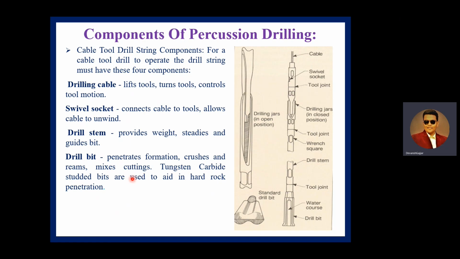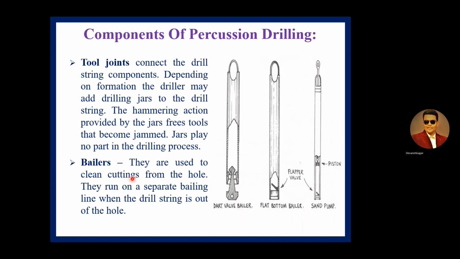So to break the hard rocks. The tool joints, as you can see, these are the three types of tool joint: valve barrel, bottom bailers, sand pumps. The tool joints connect the drill string components. Depending on the formation, the driller may add drilling jars.